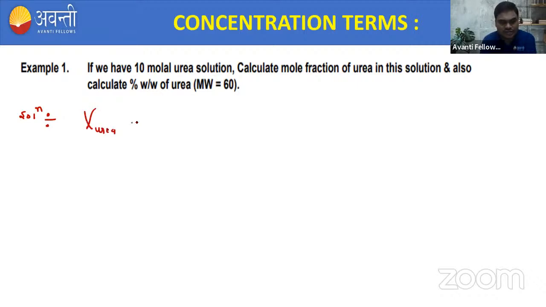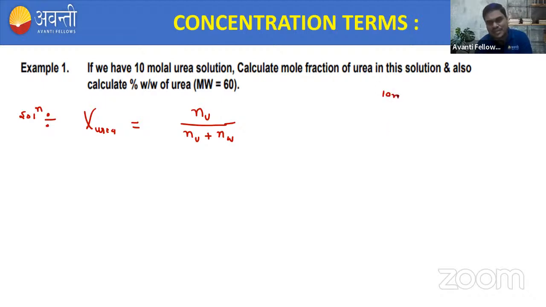So the mole fraction of urea is nothing but the number of moles of urea upon the number of moles of urea plus the number of moles of water. Because mole fraction is the number of moles of that component whose mole fraction you want to calculate, divided by the total number of moles, since this is a binary solution of urea and water only.